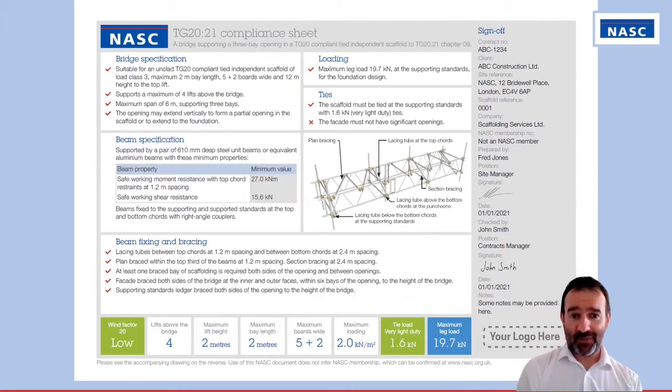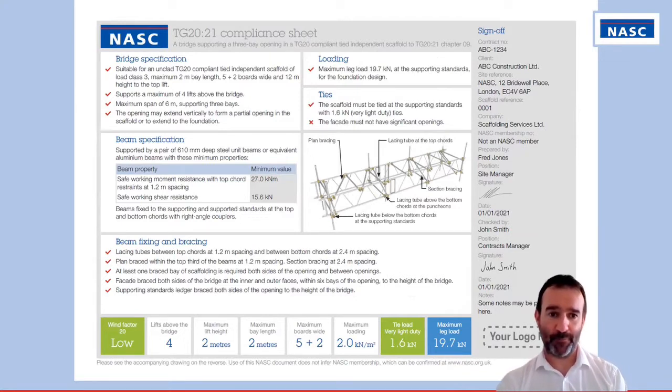Now, because this particular compliance sheet has a bridge, we also have additional compliance sheets, just like in TG2013, that give more details for each of these additional features. So, for example, here, just like in the previous edition, you can see details of the lacing and bracing of the beams, minimum beam specification, and so on.